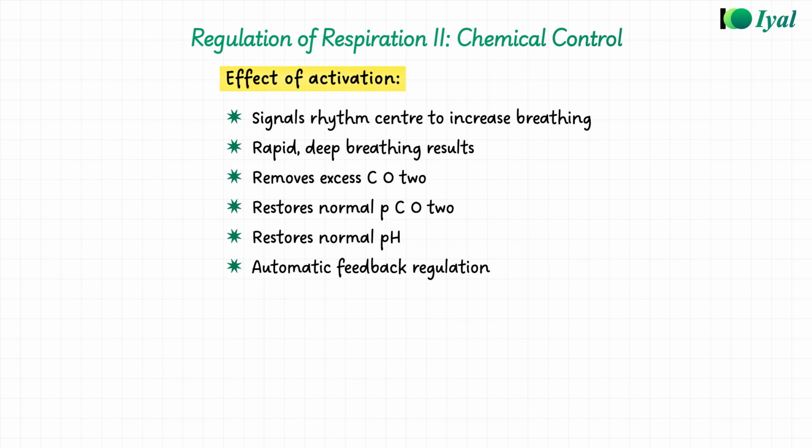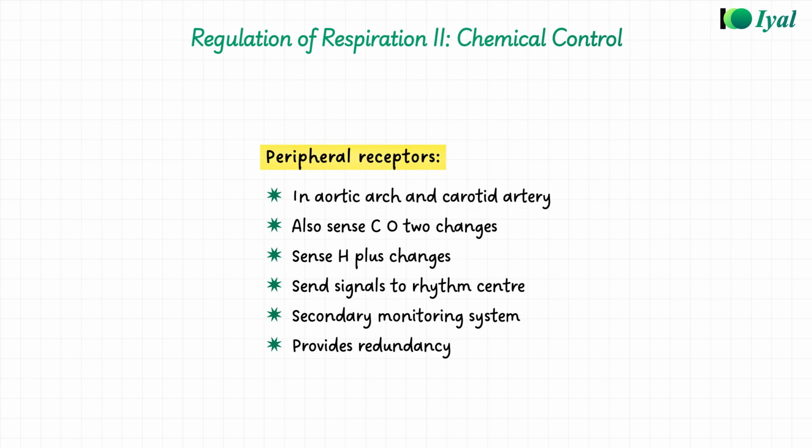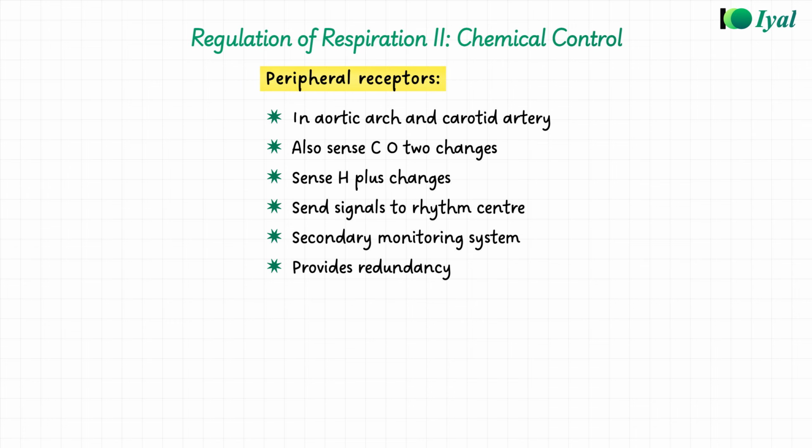Breathe faster, breathe deeper. This rapid, deep breathing removes excess carbon dioxide from the body. Gradually, carbon dioxide levels decrease and pH normalizes. And that is negative feedback: once carbon dioxide is back to normal, the chemosensitive area becomes inactive. Very automatic system. Additionally, there are receptors in the blood vessels, in the aortic arch and carotid artery. These receptors also sense changes in carbon dioxide and hydrogen ions. They also send signals to the respiratory rhythm center. This is a secondary system providing backup. If something happens to the main chemosensitive area, these peripheral receptors can still detect problems and signal breathing adjustments.